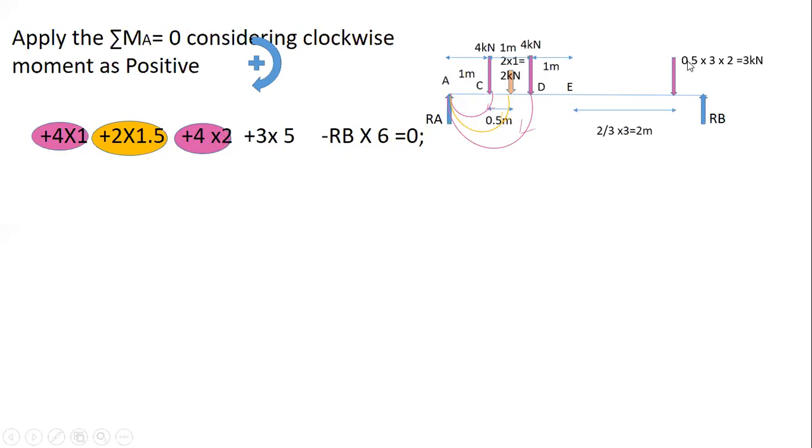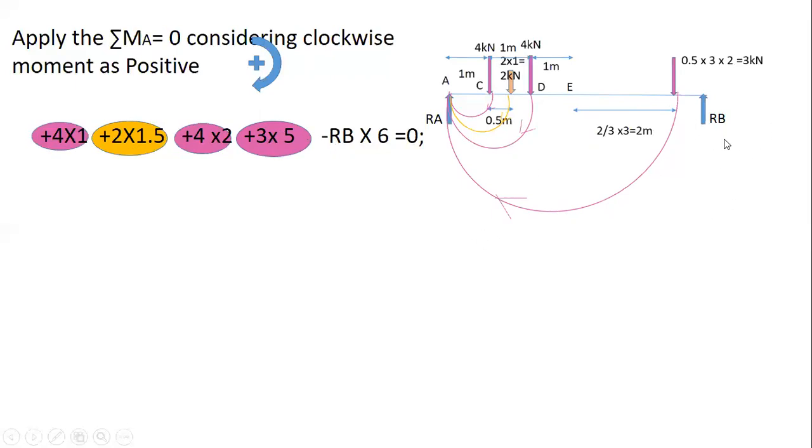Next, we have a load here which is of magnitude 3 kilonewton. What is the perpendicular distance? 1 plus 1 plus 1 is 3 meter. From the E end, from the point E to the point load, the distance is 2 meter. So 3 meter plus 2 meter is 5 meter. The intensity of the load is 3 kilonewton, so 3 kilonewton into 5. Again, it tries to rotate the object in the clockwise direction, so I have taken it as plus 3 into 5.